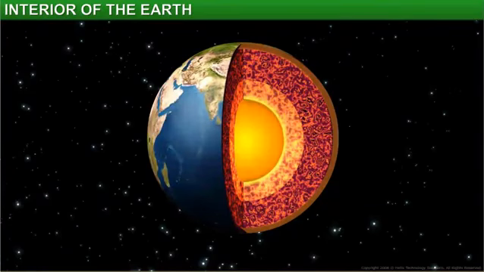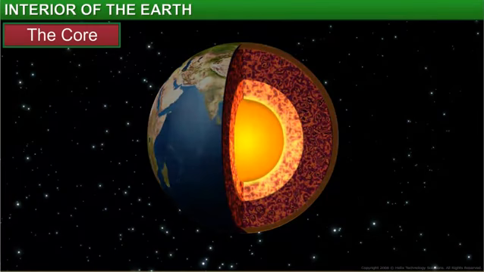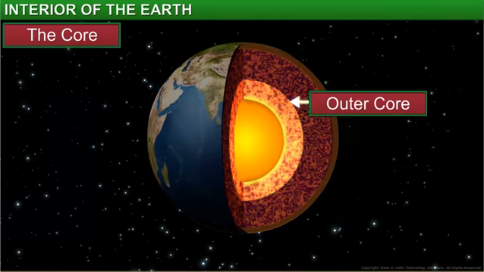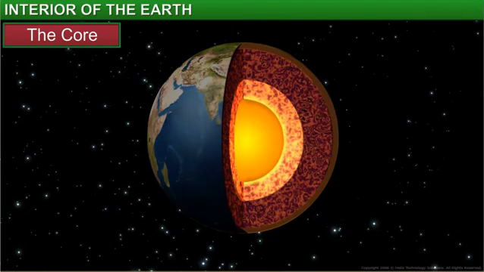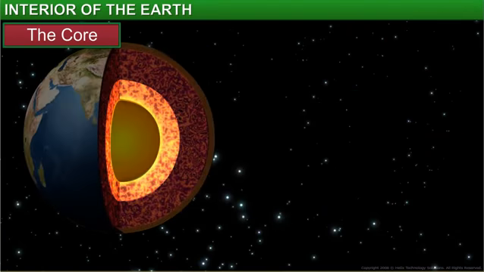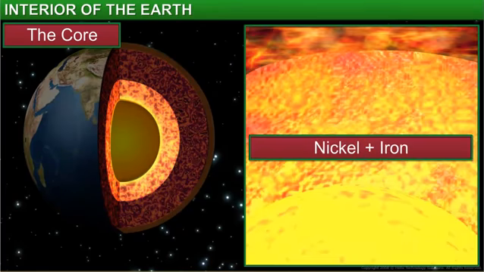Finally, as you go deeper inside the Earth, you come to the core. The core consists of an outer core and an inner core. The outer core lies just below the mantle and is mainly made up of nickel and iron. This combination gives it the name Nife. The materials within the outer core are in a liquid state.